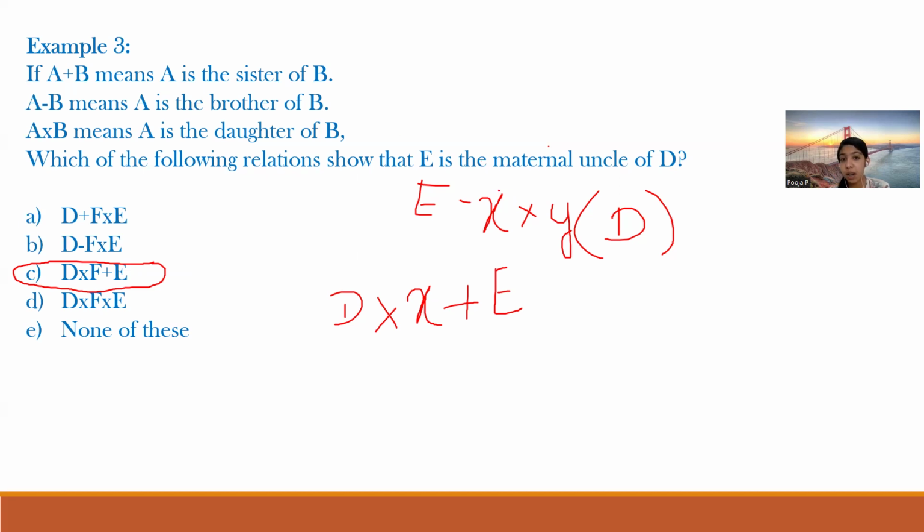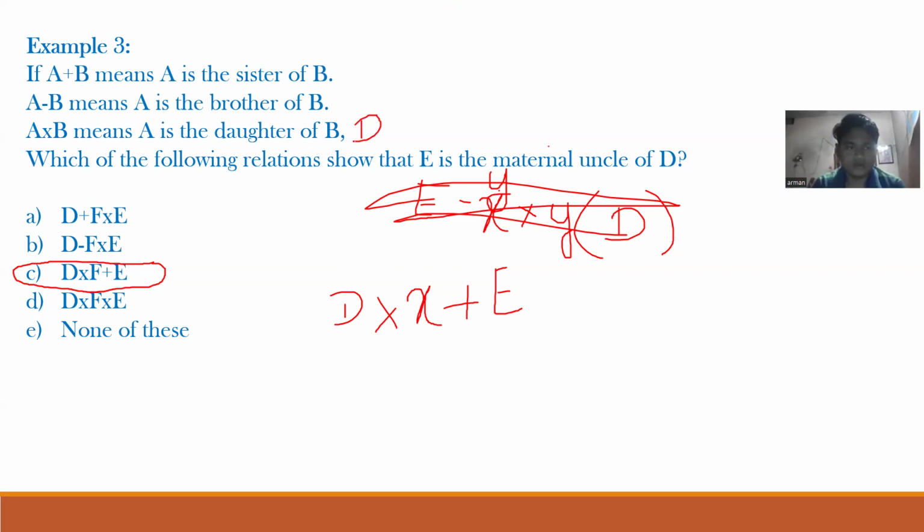Okay, this relationship, yeah, we had to change it. I believe it was supposed to be Y here. No, I think this will not work if I'm not wrong. Because you see A into B. Okay, substitute A and B with D and X. They've given A into B means A is the daughter of B. So if you put D into X, D is the daughter of X.